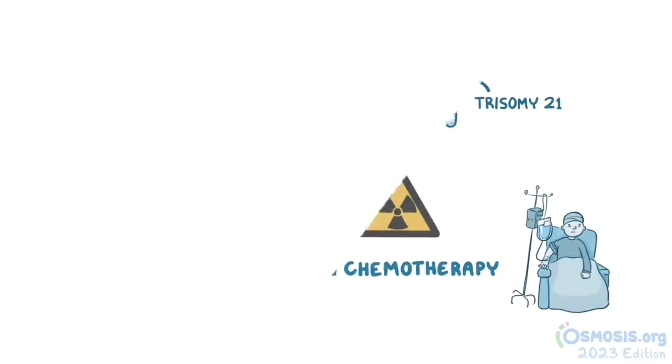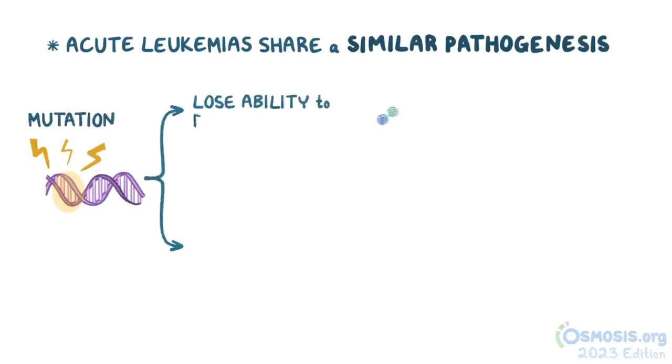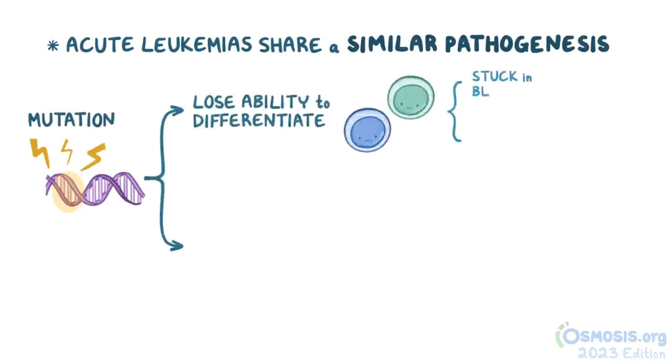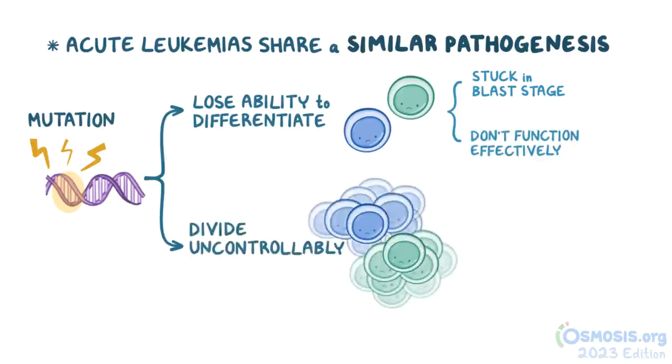Alright, now regardless of the type of mutation, acute leukemias share a similar pathogenesis. The mutation does two things. First, it causes the precursor blood cells to lose their ability to differentiate into mature blood cells. This means that they're stuck in the blast stage of development, and the blast cells don't function effectively. Second, it makes the blast cells divide uncontrollably and, in this process, take up a lot of space and nutrition in the bone marrow.